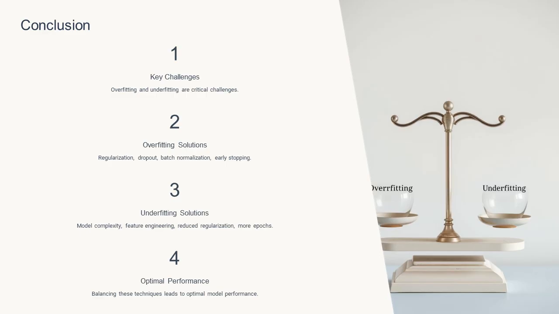Second, overfitting solutions. We have seen four methods: regularization, dropout, batch normalization, and early stopping. Third, we have seen underfitting solutions. We have seen four types: model complexity, feature engineering, reduced regularization, and more epochs. Last one, optimal performance. Balancing these techniques leads to optimal model performance.